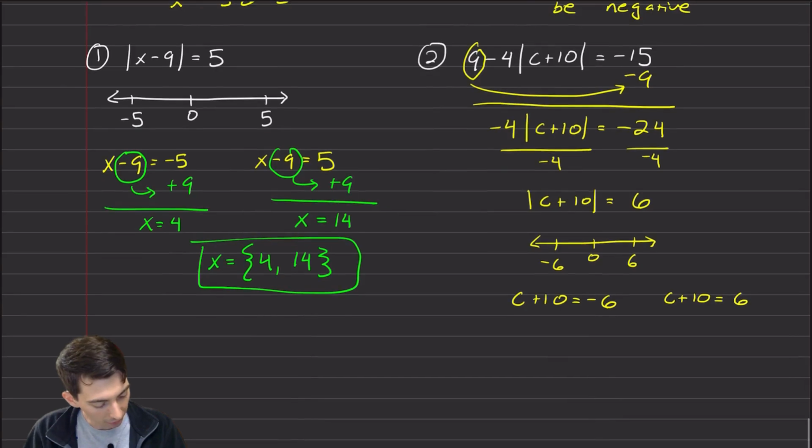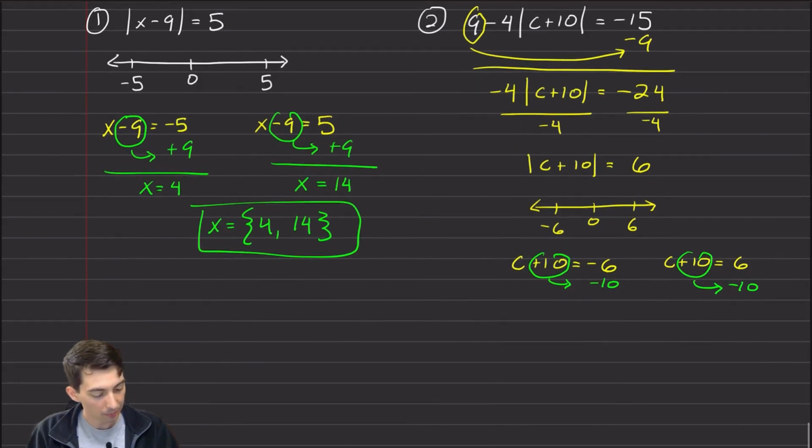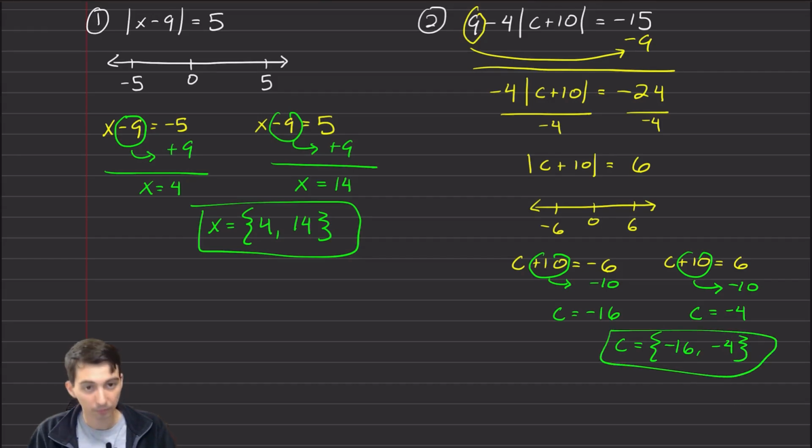So now to solve, I'm just going to take my 10 and move it over, and it's going to become negative. So I'm going to get c is equal to negative 16, and c is equal to negative 4. And so I'll put these as a set now. I'm going to look at negative 16 and negative 4.